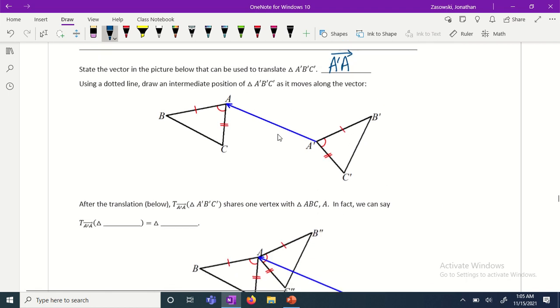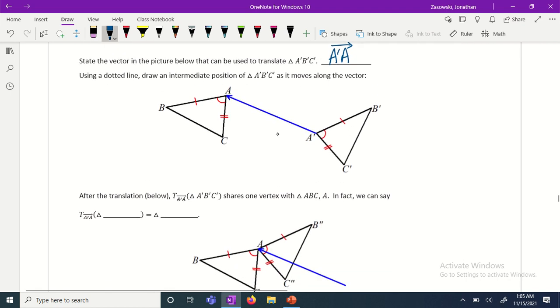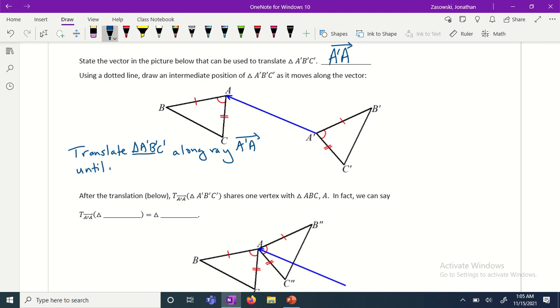All right, let's describe that transformation in words here. So we would say translate, what are we translating? Triangle A prime, B prime, C prime along ray A prime A. And then how far? When do we stop? Do we keep going? We always finish with until it maps onto.